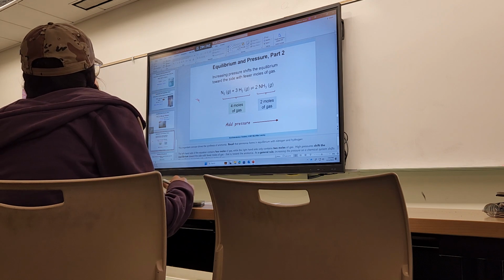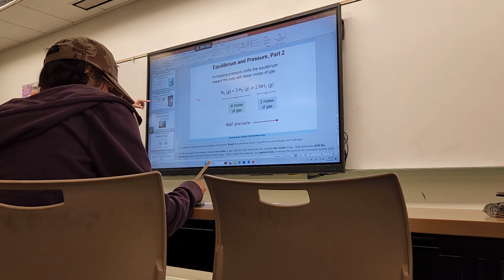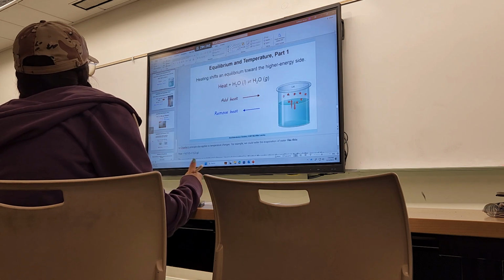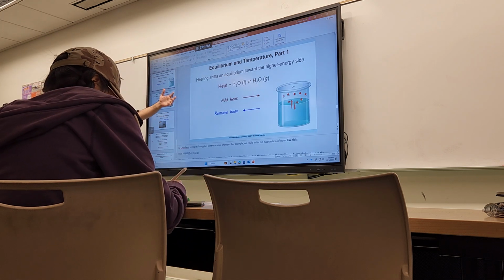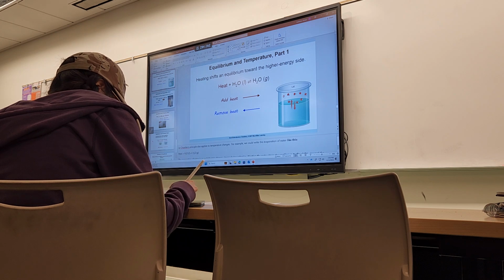This is an endothermic reaction, right? If it's an exothermic reaction, heat will be on the product side, right? And it will behave the opposite way.